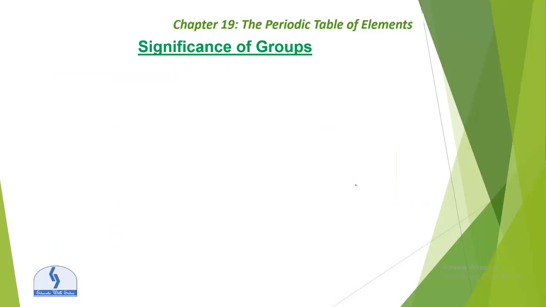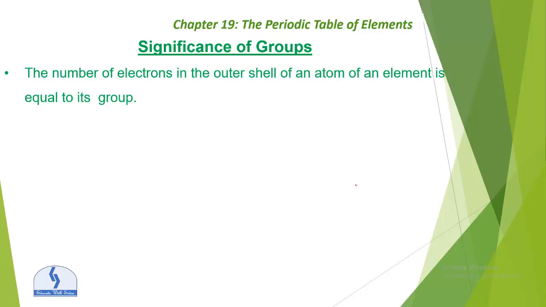Now the significance of group. Basically, the group gives the position and the electronic configuration of the elements. The number of electrons in the outermost shell of an atom of an element is equal to its group number. For example, hydrogen has one electron in its outermost shell, so it is in the first group, that is group number 1.